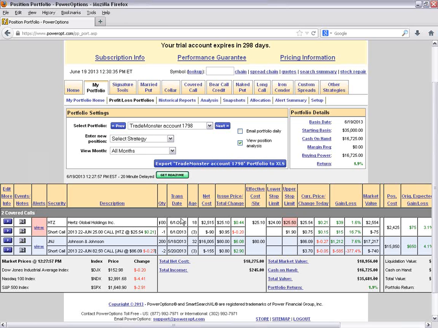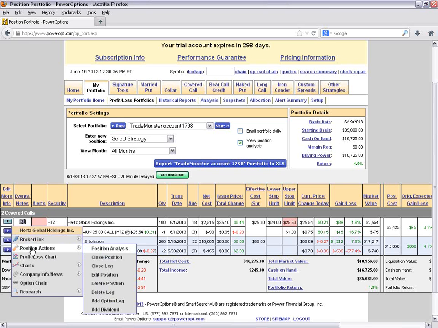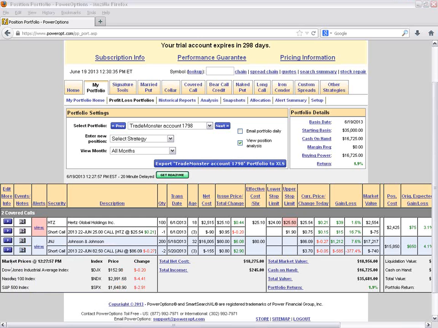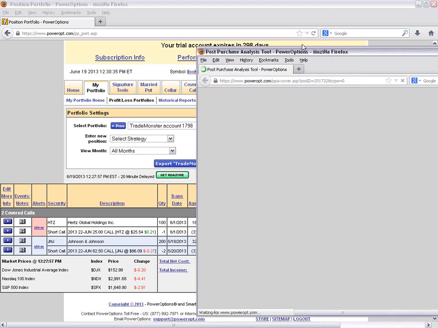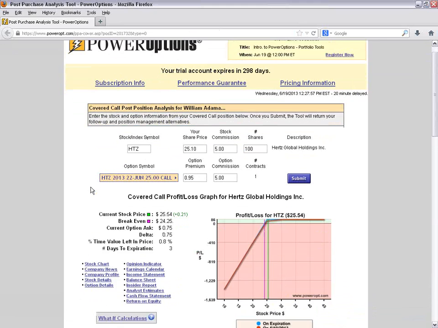All right, so we've got our Hertz position, and we wanted to look at, well, what's possible now? The way I want to do that is, again, from that More Information menu, we're going to go to Position Actions, and I want to go to Position Analysis. The position analysis page from a position in our portfolio is going to give us a breakdown of our current covered call.